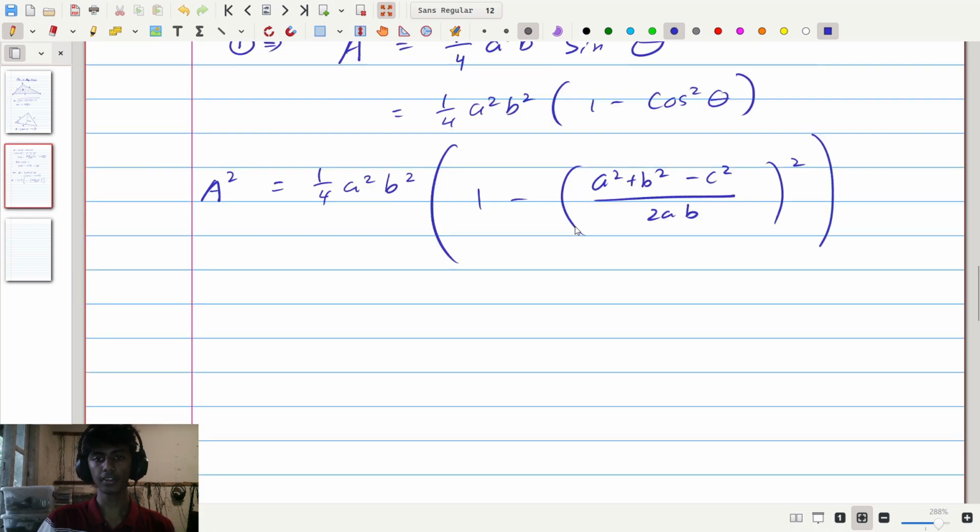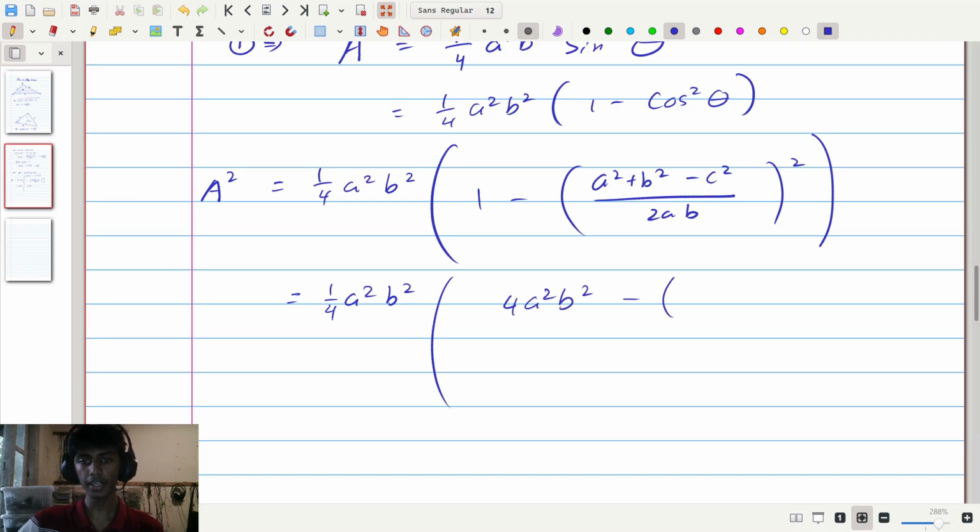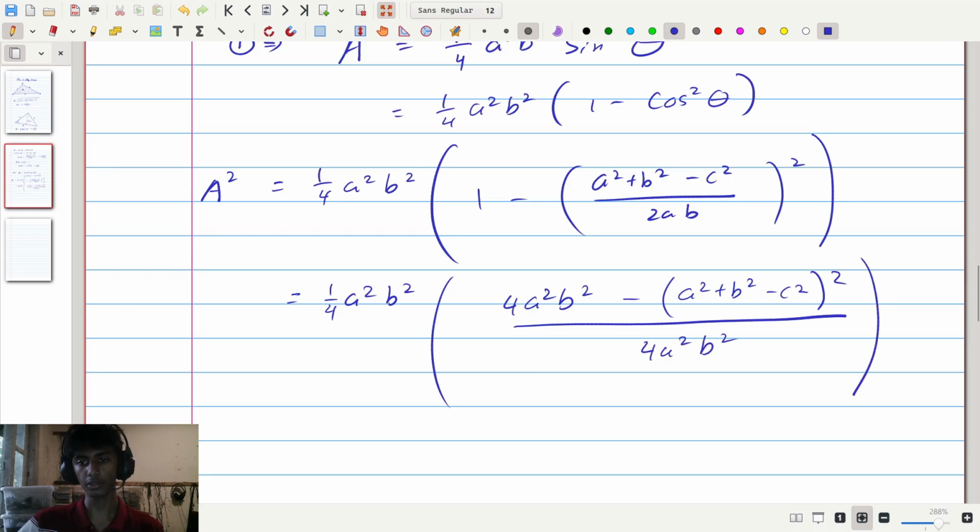So this thing squared. Now simplifying this, on the left hand side we have A squared, and on the right hand side 1/4 A squared B squared. Now on the bottom we have 2AB whole thing squared, which is 4A squared B squared, and then I have a 1 here. I can take this under a common denominator, so this 1 needs to be multiplied by this. So we have 4A squared B squared minus A squared plus B squared minus C squared, squared, divided by the common denominator of 4A squared B squared, and close brackets.